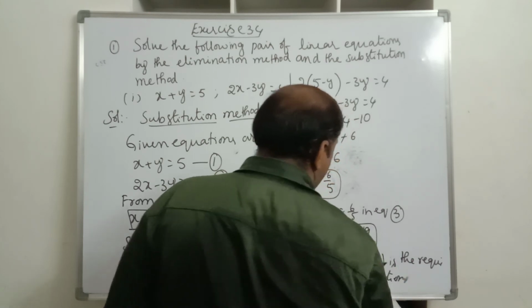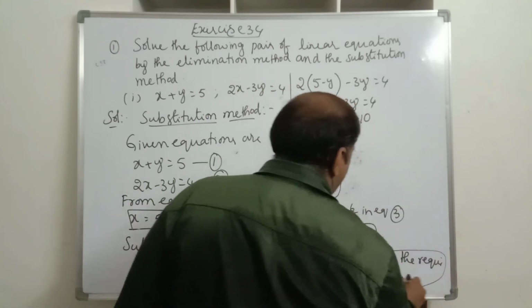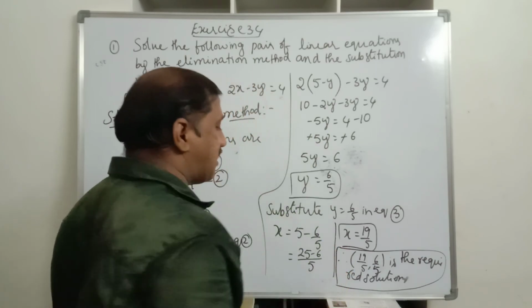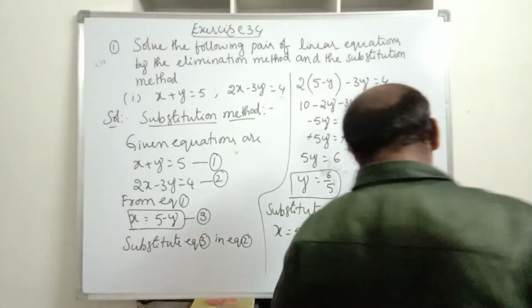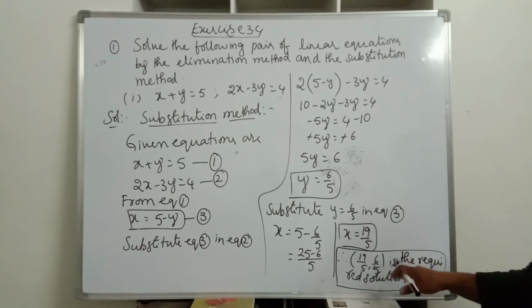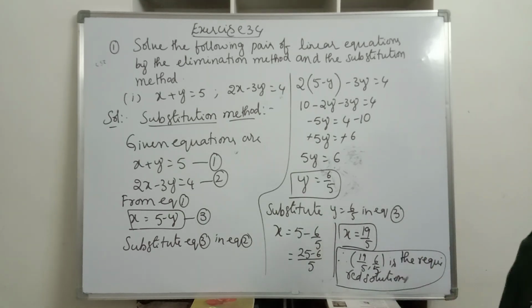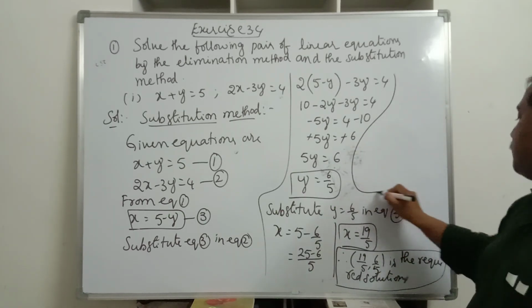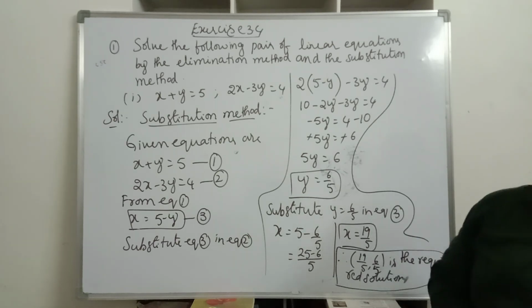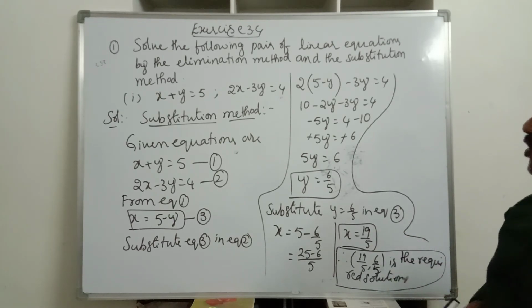So what we got in the first method, the elimination method, is the same solution: x equals 19/5 and here y equals 6/5. We got the same solution from both methods. I hope you understand the elimination method as well as the substitution method.